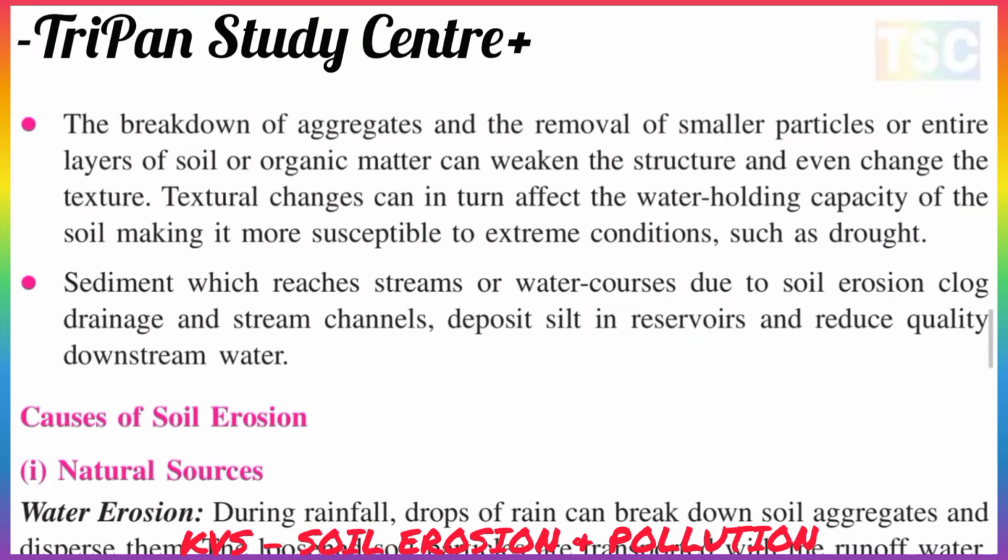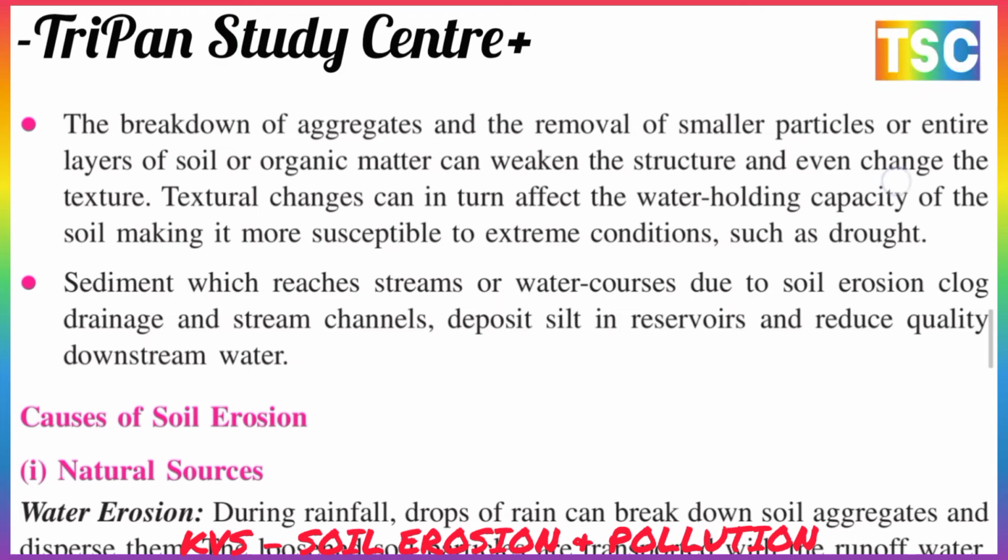The next is the breakdown of the aggregate and the removal of the smaller particles or the entire layer of soil or organic matter. This can break down the structure and even change the texture. Textural change can in turn affect the water holding capacity of the soil, making it more susceptible to extreme conditions such as drought. The next is sediment, which reaches streams and watercourses due to soil erosion, clogs drains and stream channels, and deposits silt in the reservoirs, reducing the quantity of downstream water.